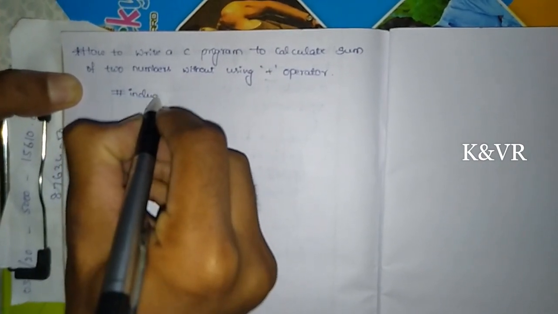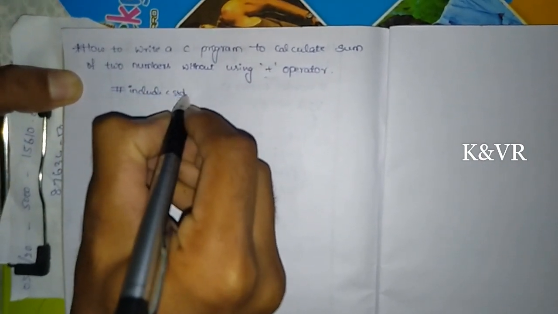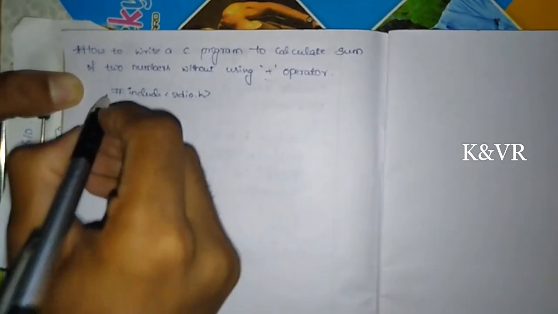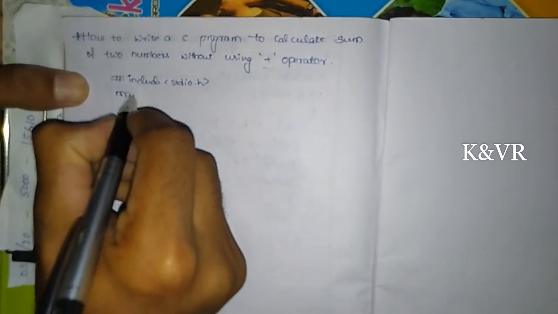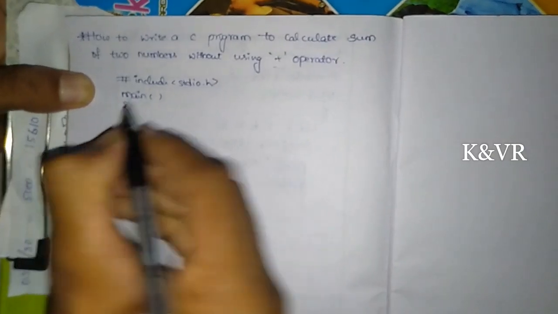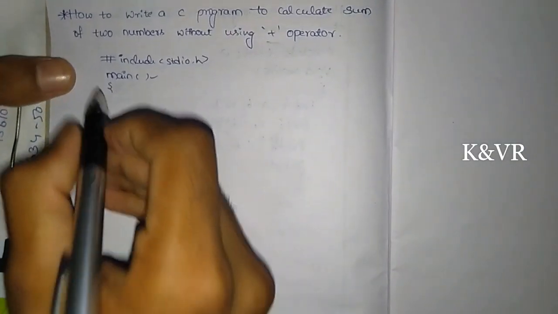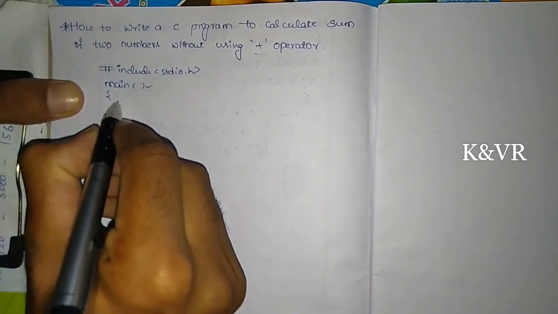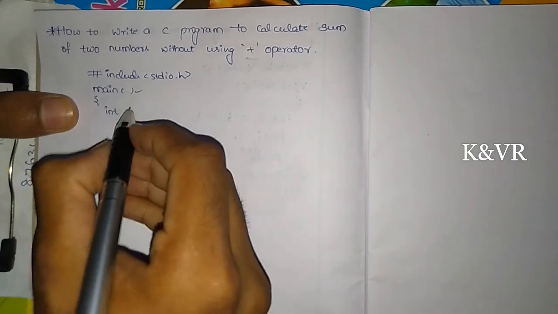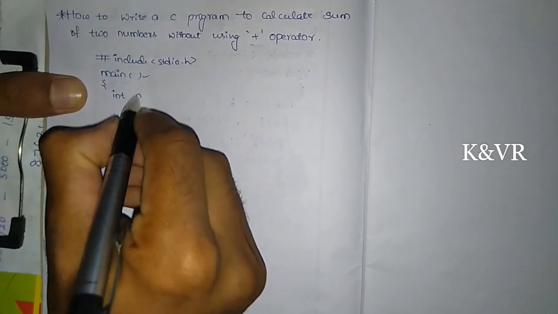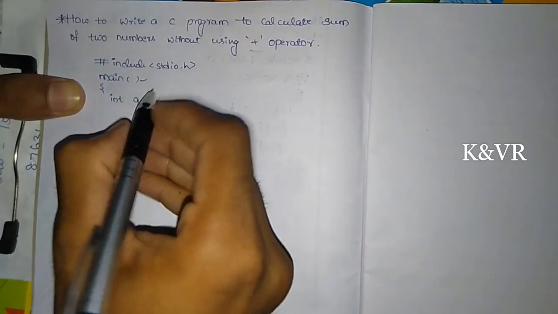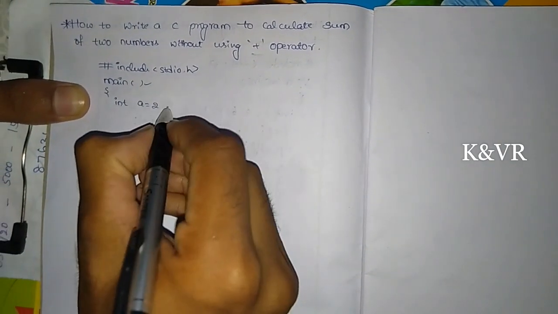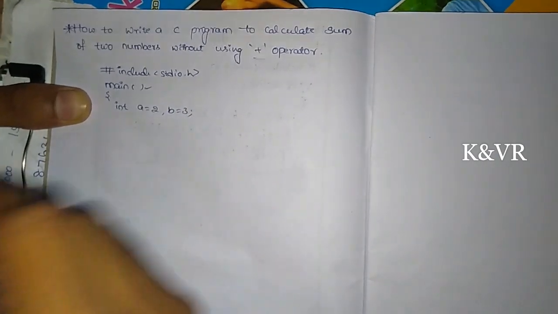#include <stdio.h>, main. Here our main function starts the execution of our C program. Opening the curly braces, declaring two integer variables and assigning them some values. Let me take 2 and 3.